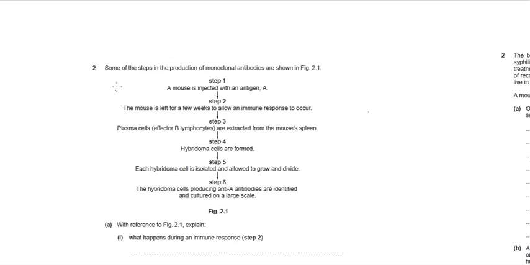We have some of the steps in the production of monoclonal antibodies. A mouse is injected with antigen A. The mouse is left for a few days to allow an immune response to occur. Plasma cells are extracted from the mouse. Hybridoma cells are formed. Each hybridoma cell is isolated and allowed to grow and divide. The hybridoma cells producing antibody A are identified and cultured on a large scale.